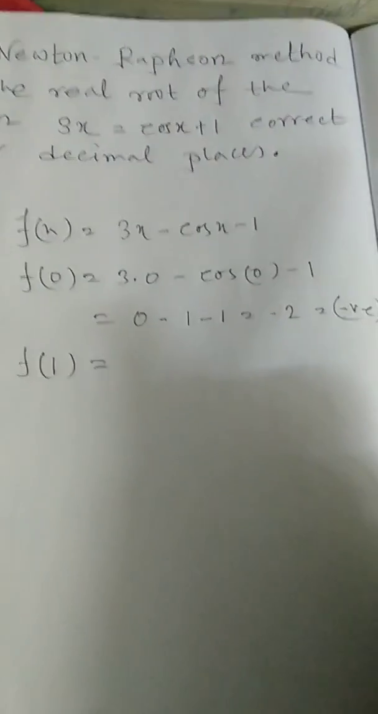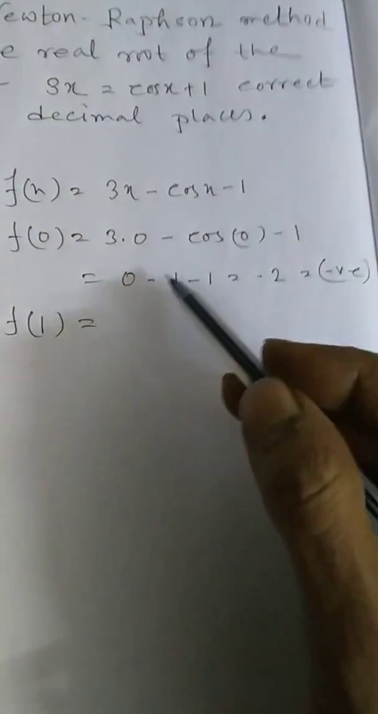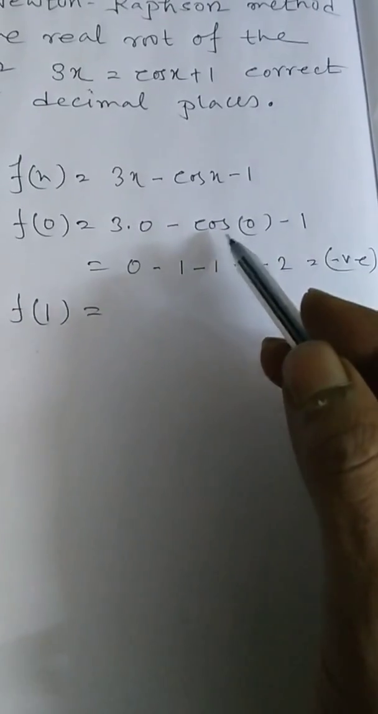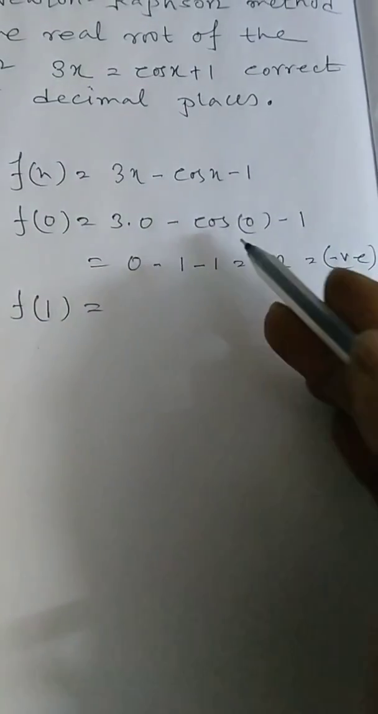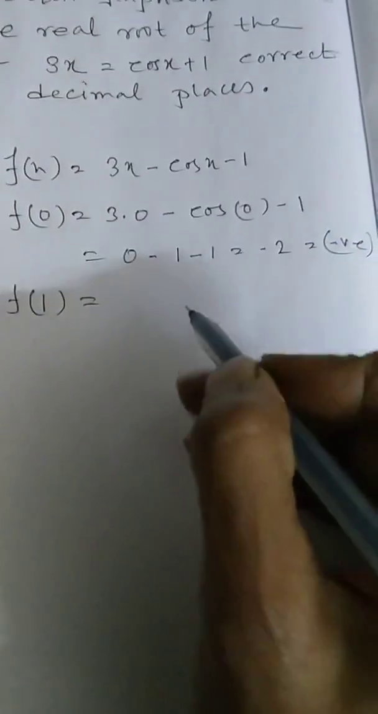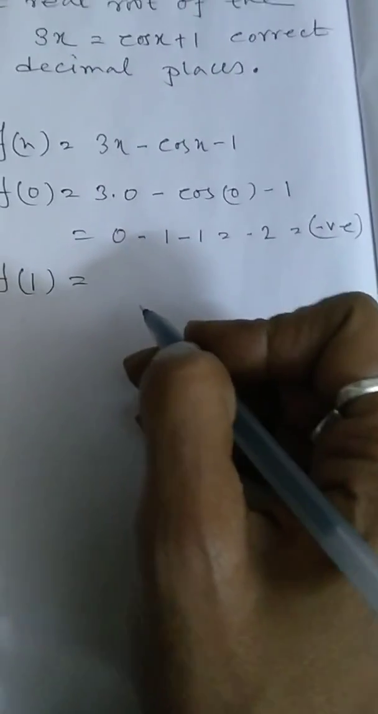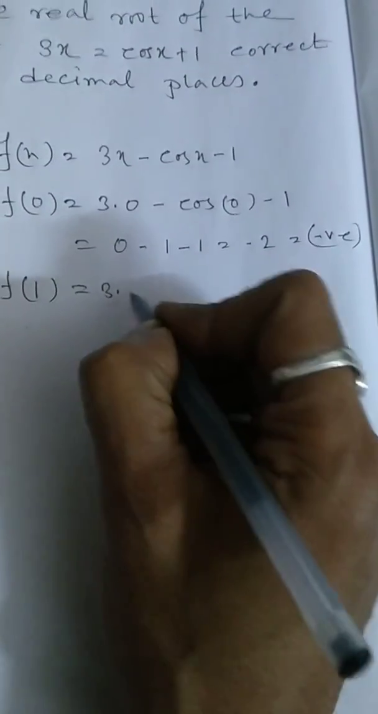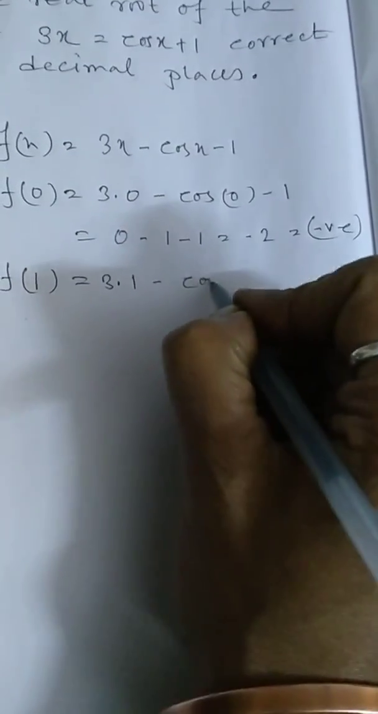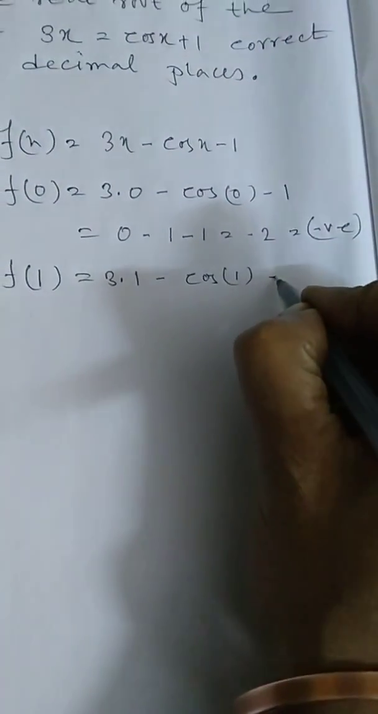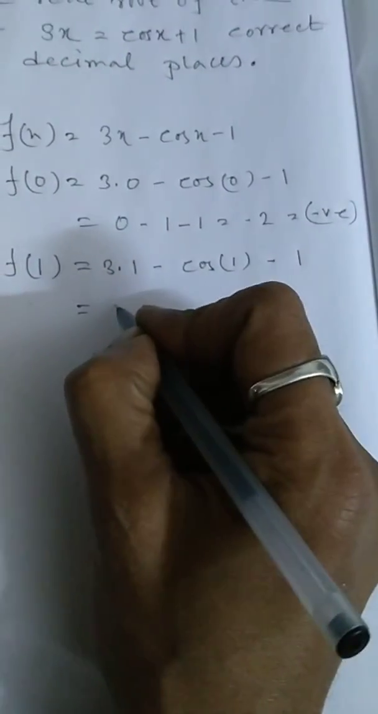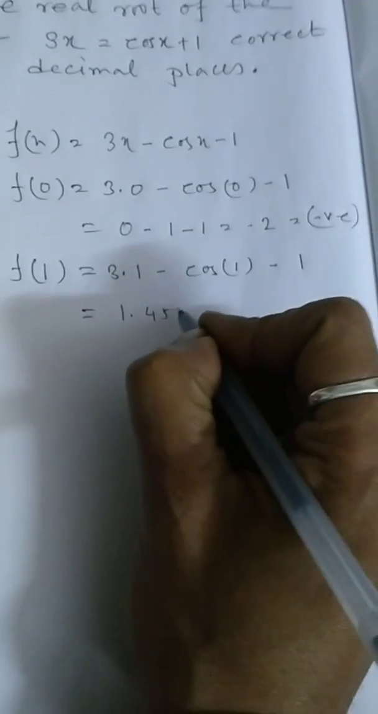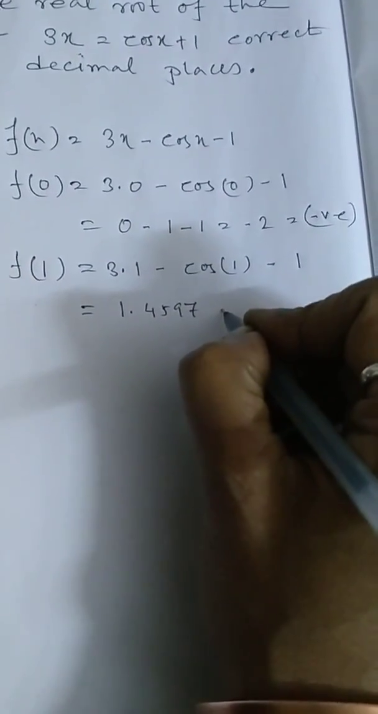As I said, the mode should be radian, so in the calculator, if we put it in radian mode and cos of 1, then definitely here the answer will come 3 into 1 minus cos of 1 minus 1. Okay, if we put it in the calculator, the answer will come, we just check over here, 1.4597. So that is positive.